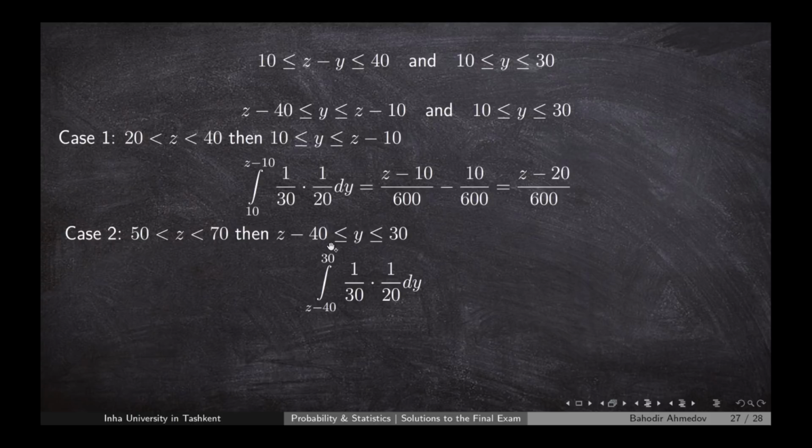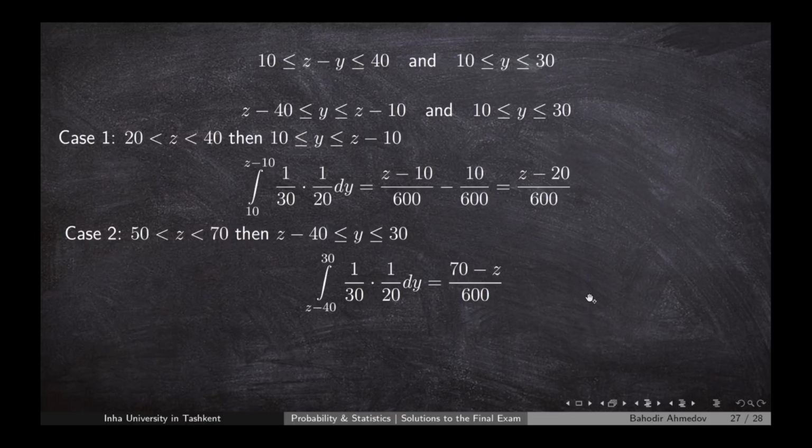So in this case, the density function of the x is going to have the argument between 10 and 40, so that is why I can substitute this with 1 over 30, and I just need to integrate this with respect to the y, where y is going to change from z minus 40 until 30. So if I integrate this, I'm going to obtain 70 minus z.